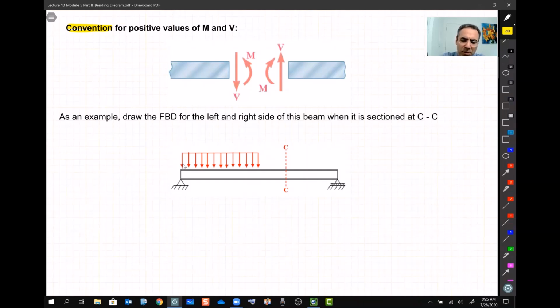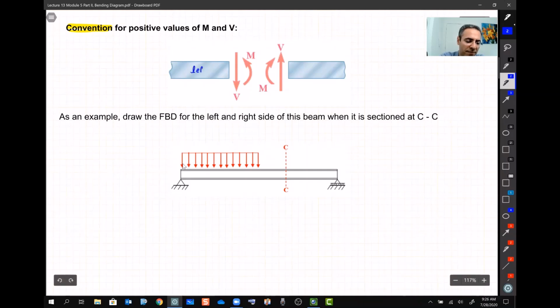So according to this convention, if we cut a beam somewhere at any point and look at the left section or the right section of the beam, this is how we decide to show V and M. On the left, V is going down and M is positive, counterclockwise. On the right is the reaction of these loads, so exactly the same loads but in the opposite direction, all right? Again, this is just a convention.